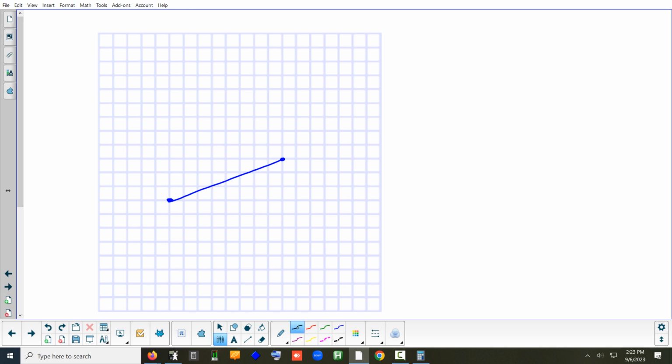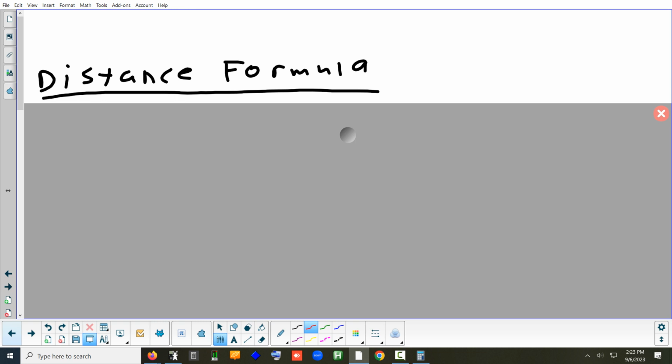So the idea is you figure out how far over to go, and then you figure out how far up to go. Now those two distances should be easy to find. You can just count. 1, 2, 3. This one is 1, 2, 3, 4, 5, 6, 7, 8. Now that we know those two numbers, we can use Pythagorean theorem. Okay, so what does the formula look like? It looks like this.